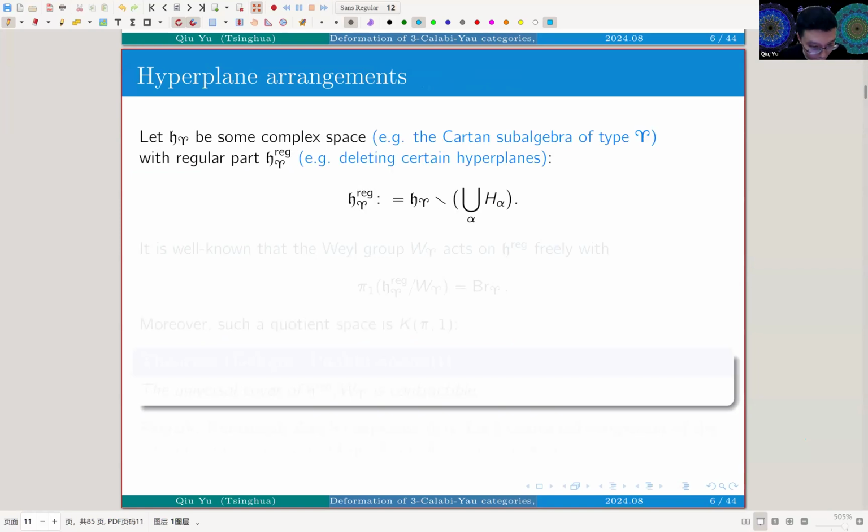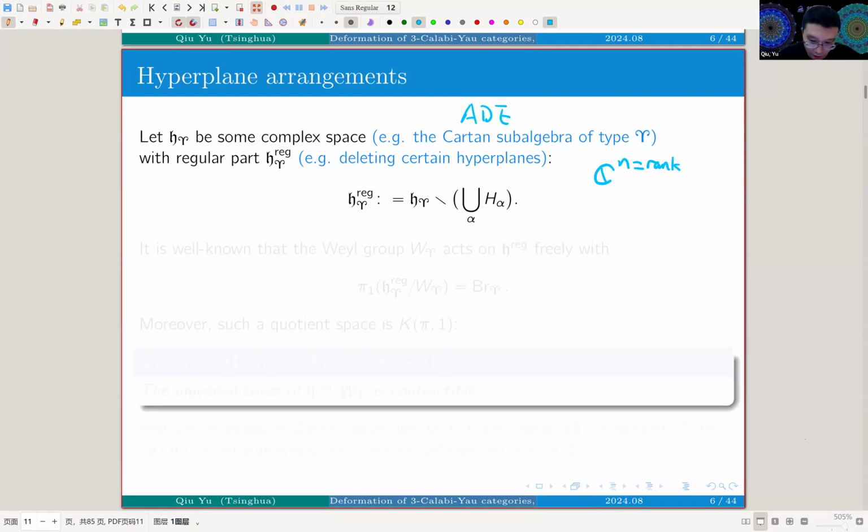More precisely, for example, if you take an ADE Dynkin diagram and you take the corresponding Cartan subalgebra, you can think of this as just some complex plane. Say in type A it is just C to the n, where n is the rank, the number of vertices of the quiver. And then you can take the regular part of this Cartan subalgebra, which is basically you take out the hyperplanes which are perpendicular to the roots. In particular, in the finite type, this is precisely like that.